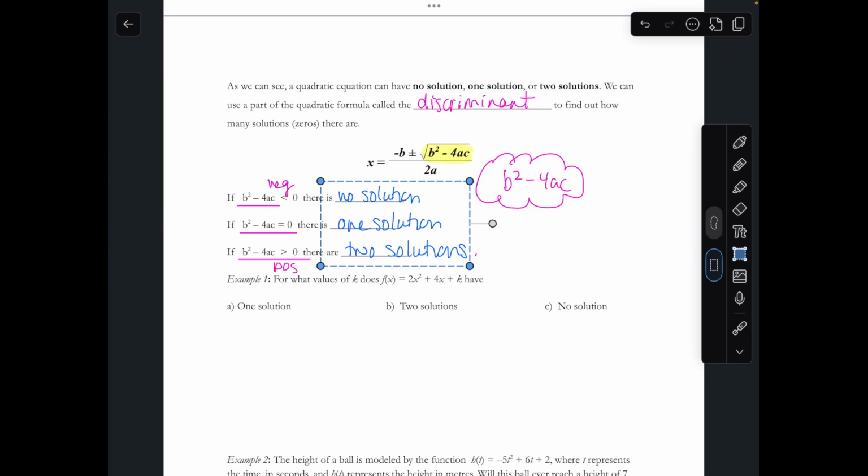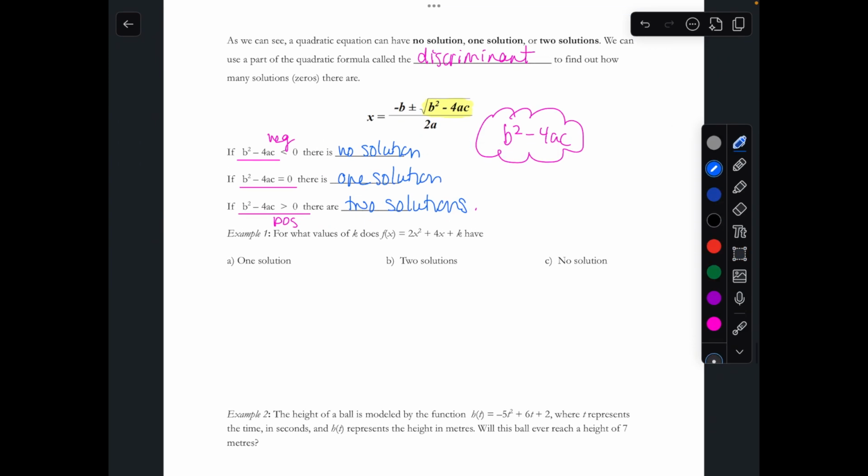So for example, in the question I'm given here, it says, for what values of k does f of x equal 2x squared plus 4x plus k have one solution? So I don't have to jump right to the quadratic formula. What I have to do, though, is check to see what b squared minus 4ac is, and for one solution, which is this case, I want to make sure that it equals 0. So if I look at this equation, I can see that a is 2, b is 4, and a little bit confusing, but c is k. That value represents c.